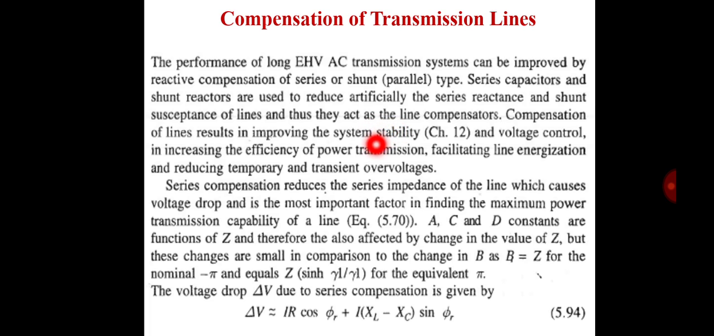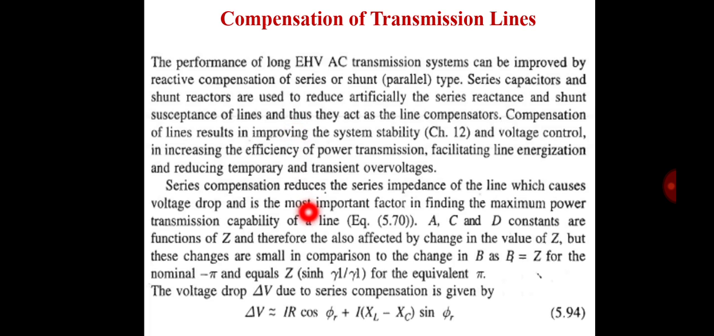Compensation of line results in improving the system stability and voltage control, in increasing the efficiency of power transmission line, facilitating line energization and reducing temporary and transient over voltages. Okay, we use the shunt reactors or series capacitors in an extra high voltage transmission line. We improve the performance of the transmission line.